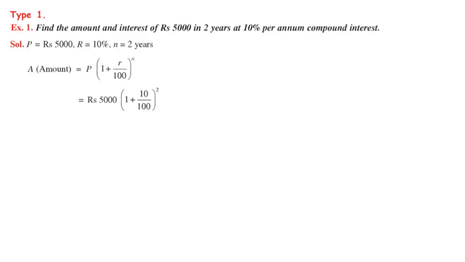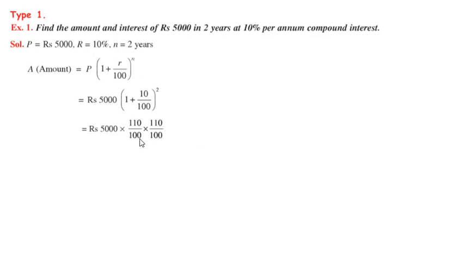Now the value of P is 5000, value of R is 10, and value of n is 2. So I put the respective values. Now this 1 plus 10 upon 100, I hope you know how to calculate it. First I will make the denominator of both the terms same. So this 1 can be written as 100 upon 100, and 100 when added with 10 becomes 110. So I will say that 5000 into 110 upon 100 into 110 upon 100, right?